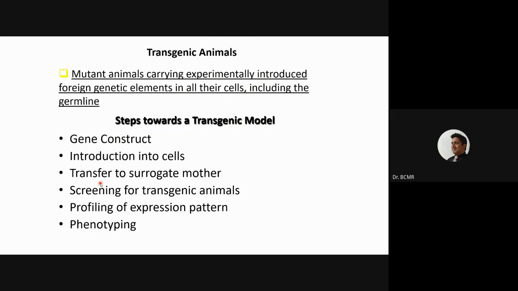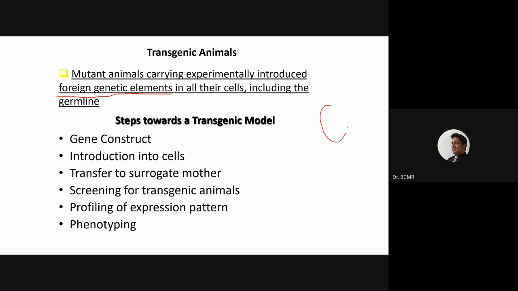First thing, what is a transgenic? It is a mutant animal carrying experimentally introduced foreign genetic elements in all the cells, including the germplasm. What it means is, first, this foreign genetic element is called the transgene, the gene that we are taking from exogenous sources and putting into the genome of an organism.